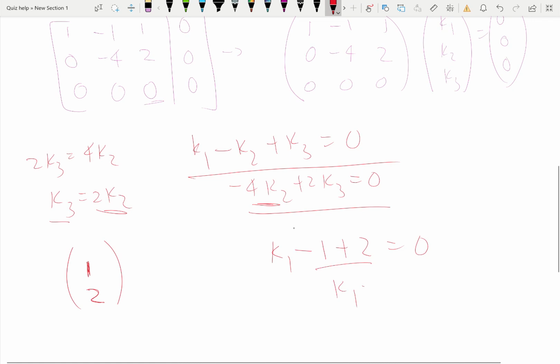So here k1 plus 1 is equal to 0. So that means k1 is negative 1. So this is the eigenvector for the eigenvalue 4. Okay, alright, so that's done.